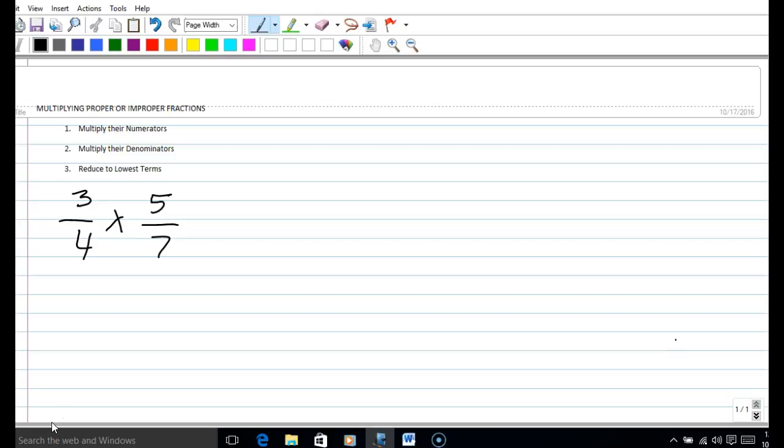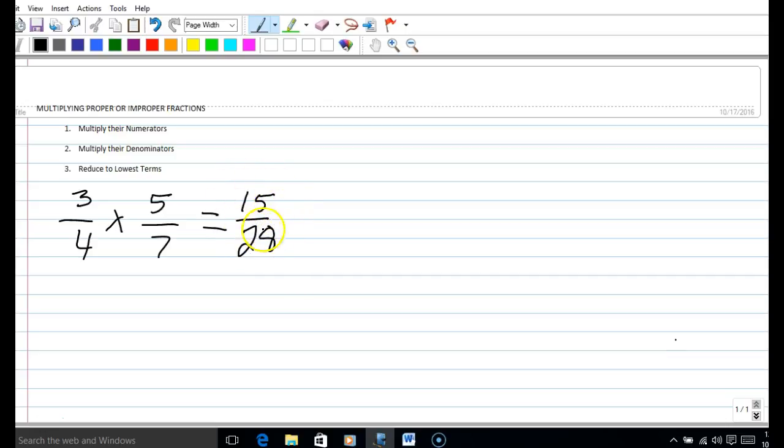So to multiply two proper fractions, you multiply the numerators and you multiply the denominators, and then you see if the product is in lowest terms. If it's not, you have to express it in lowest terms. So I'm going to multiply numerator times numerator and denominator times denominator. So 3 times 5 is 15, and 4 times 7 is 28.